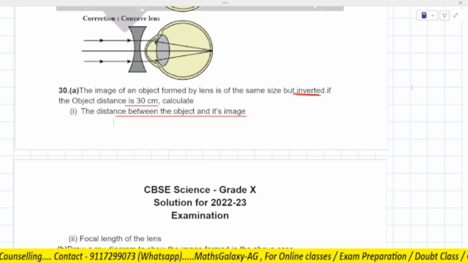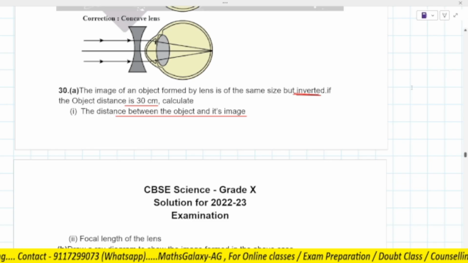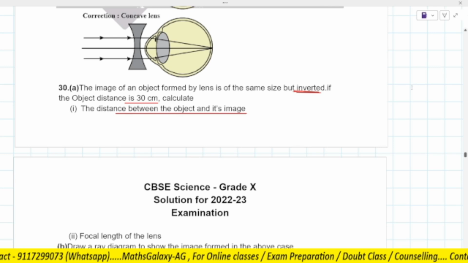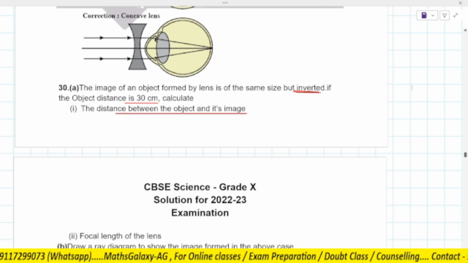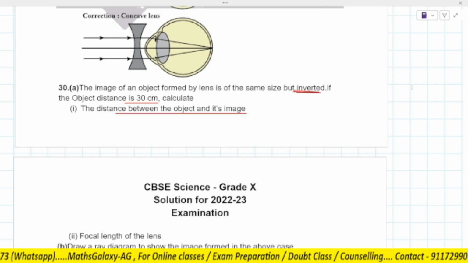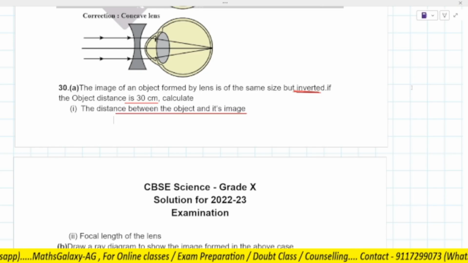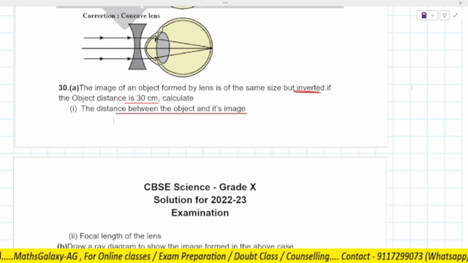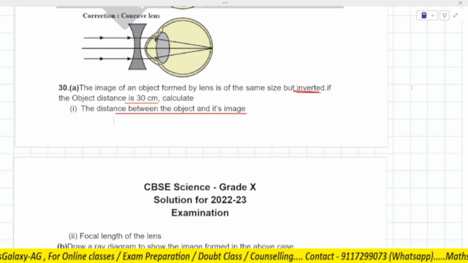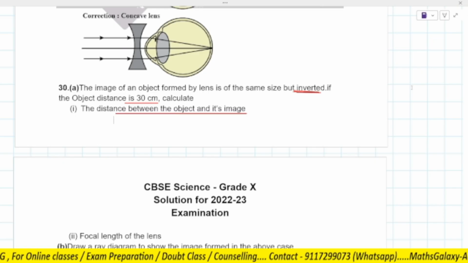30 by 30 is equal to 1. Image distance is equal to u minus 1 and 1? I think it should be minus 30, no? Okay, without dividing. Yes, correct.